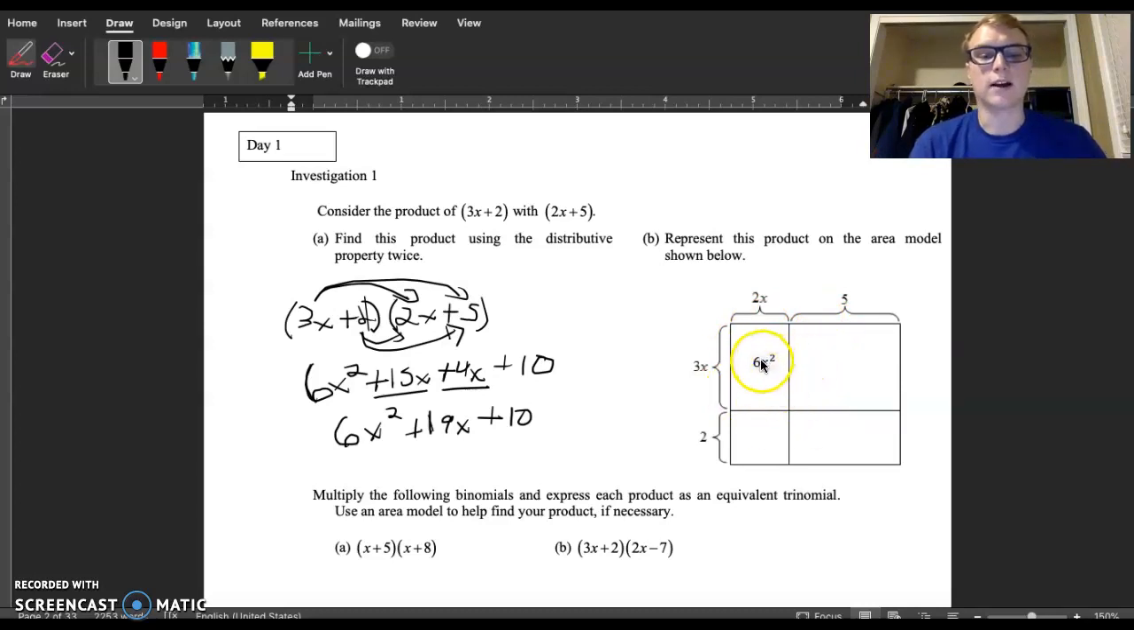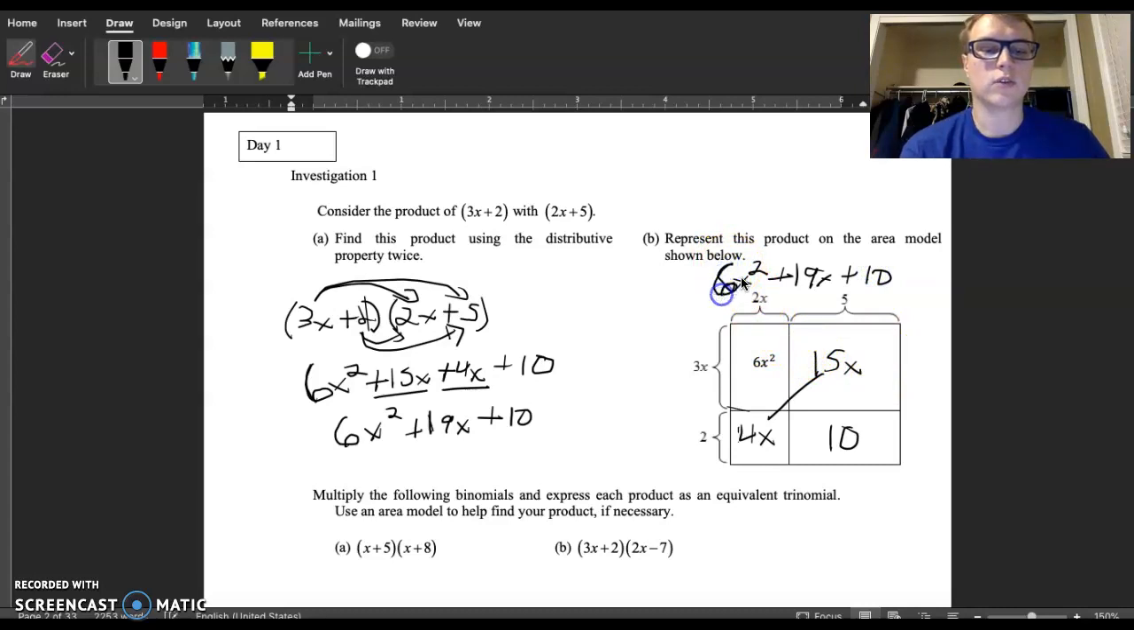So we have our top left box done. So we're going to do the top right first. 3x times 5 gets us our 15x. And then bottom left, so we have 2 times 2x, which gets us 4x. And bottom right gets us 10. And we have our common factors again there. So as we saw in the other example, we should get 6x squared plus 19x plus 10. And yeah, it's just another way of showing how we get this answer.